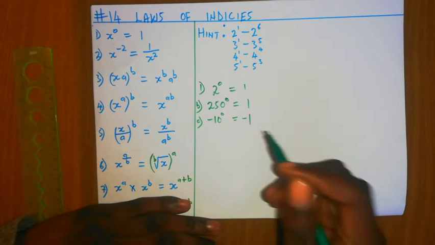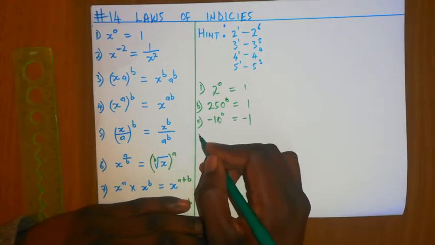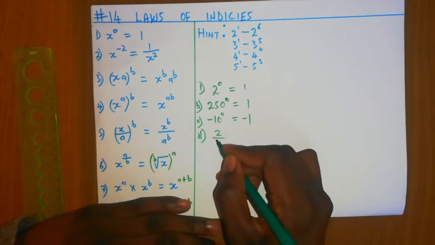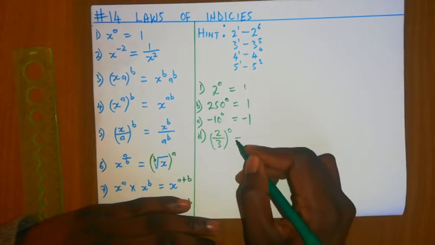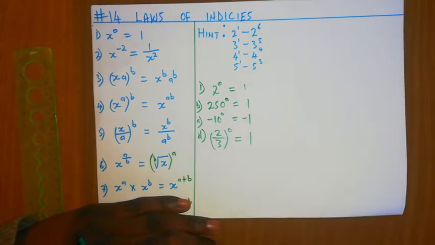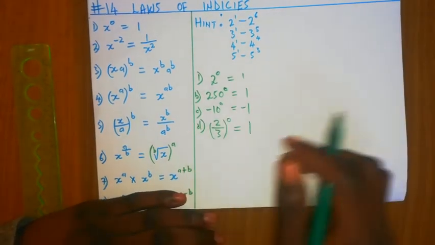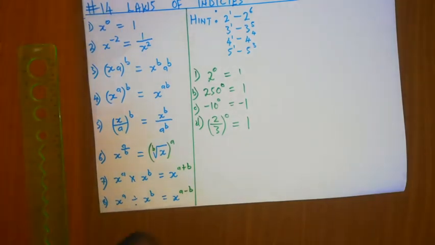Even if it appears in the form of a fraction, you might find a question, that's our number D, saying 2/3, then in brackets to the power 0. Your answer is always equal to what? 1. Your answer is always equal to 1. Then that's our law number 1. Let's move on to our law number 2.